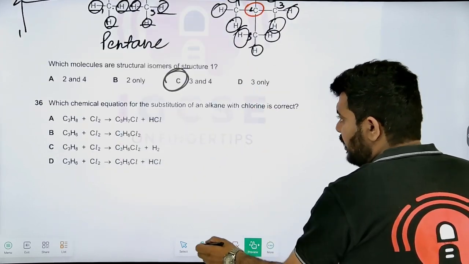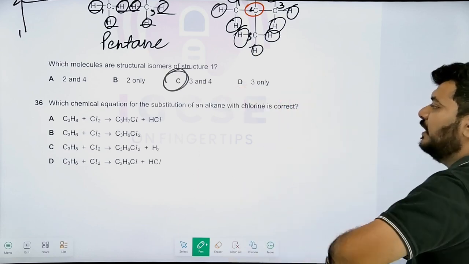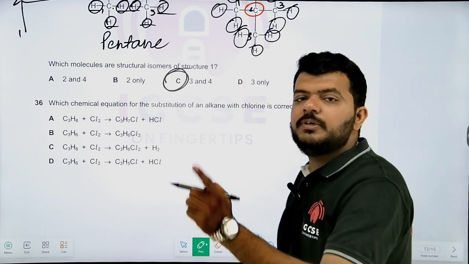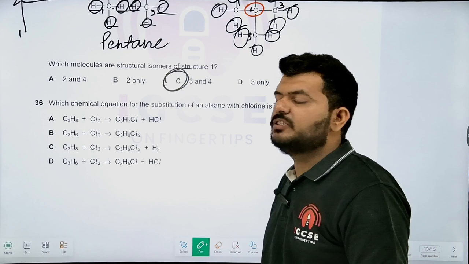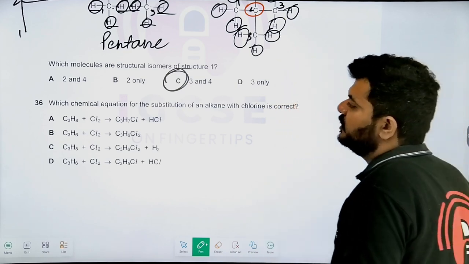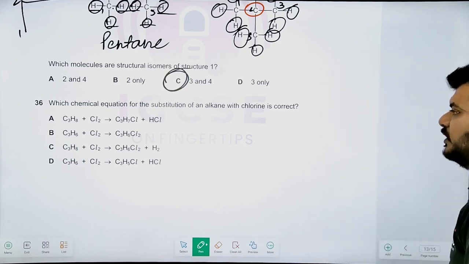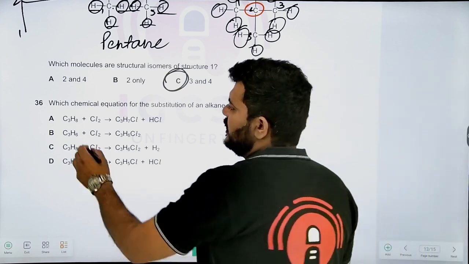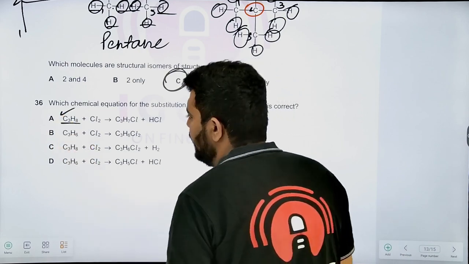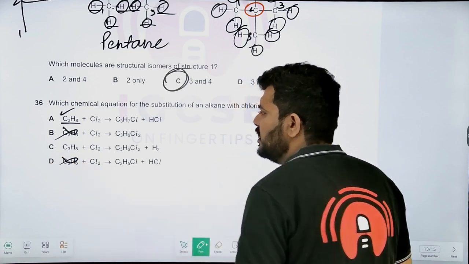Then, which chemical equation for substitution of alkane with chlorine is correct? This will be a photochemical reaction, right? We have seen such a question in our paper. This will be a photochemical reaction. Which chemical equation for substitution of alkane with chlorine is correct? Is this an alkane? Yes, this is an alkane, right? This is not an alkane. This is also not an alkane. So don't check for that.